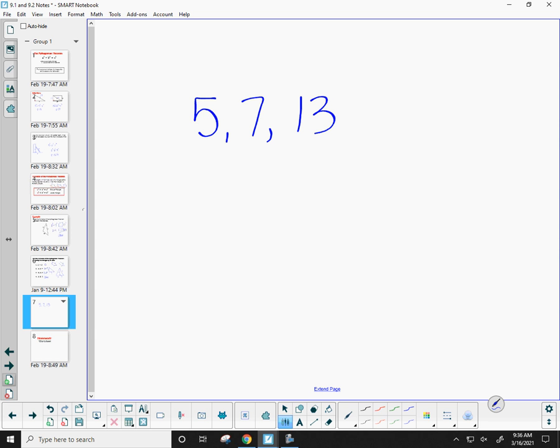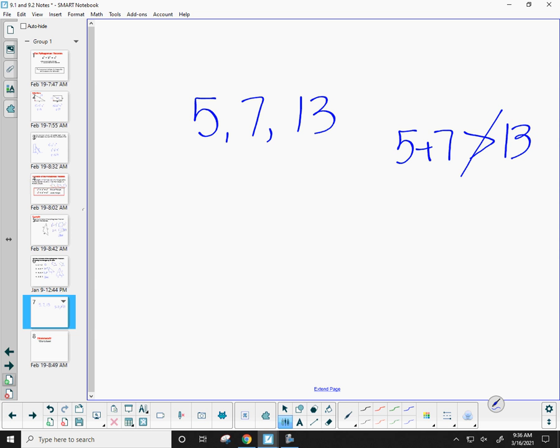What do you think? Obtuse? Not obtuse. It's not actually a triangle at all, because remember how we talked about those triangle inequalities? The sum of those two smallest sides has to be greater than the third side. That's not the case at all, right? This is 12. 12 is not greater than 13.